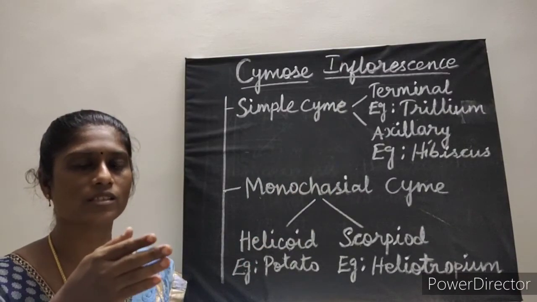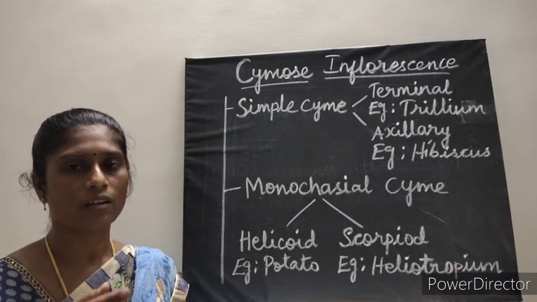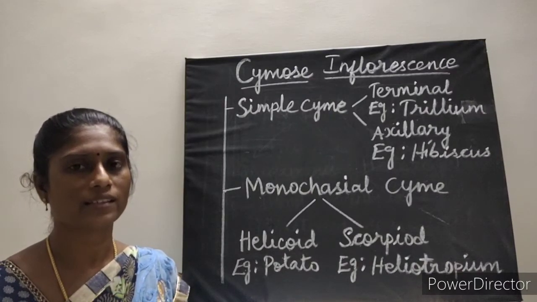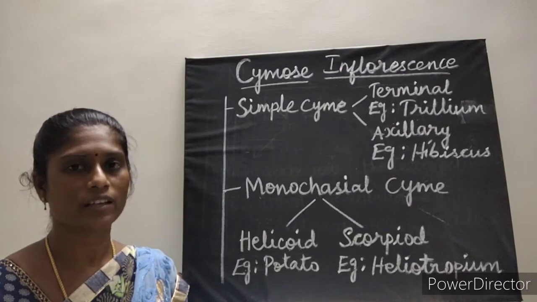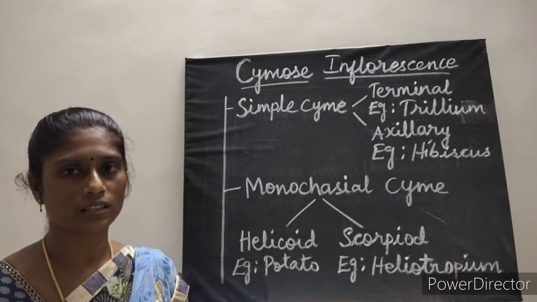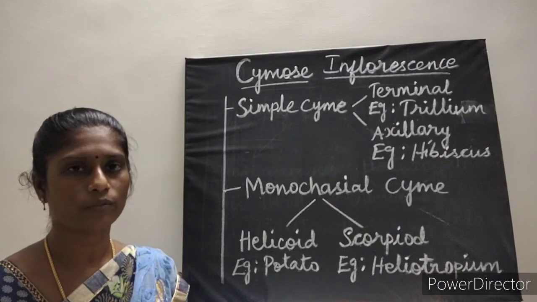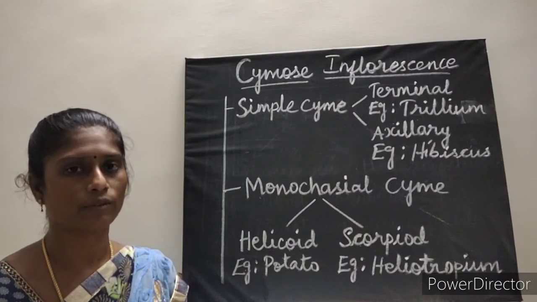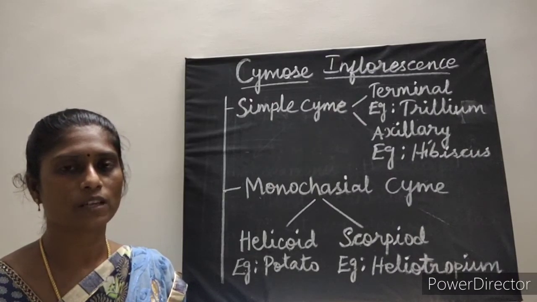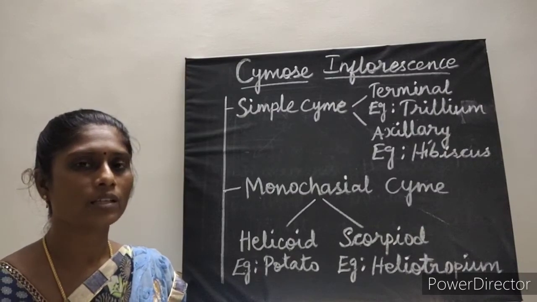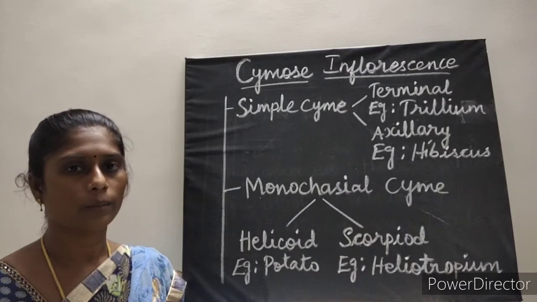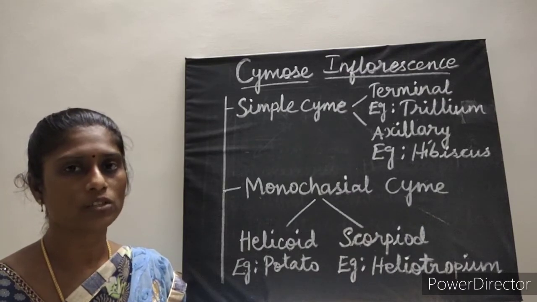The central axis stops growing and ends in a flower. Further growth takes place by axillary buds. Here the older flowers are at the top and the young flowers at the bottom. This type of inflorescence is called cymose inflorescence. There are different types of cymose inflorescence: simple cyme, monochasial cyme, simple dichasium, compound dichasium, polychasial cyme.